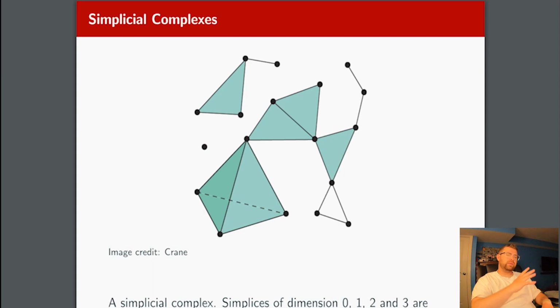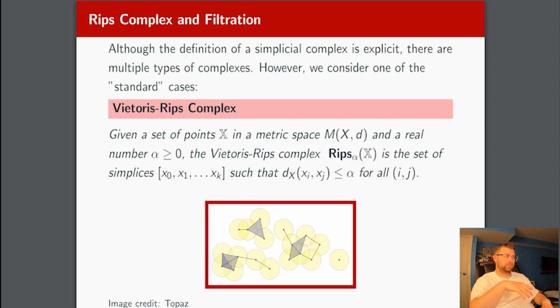In that flowchart, we talked about something called the filtration. This gives us a way of reconstructing and looking at some geometric features of this data. There are a lot of different kinds of simplicial complexes, lots of different classes of them. The definition is explicit, but a lot of things fall under the definition of a simplicial complex. The one we looked at, a really common one, is the Vietoris-Rips complex.